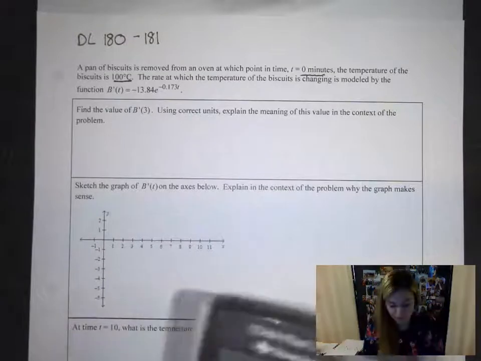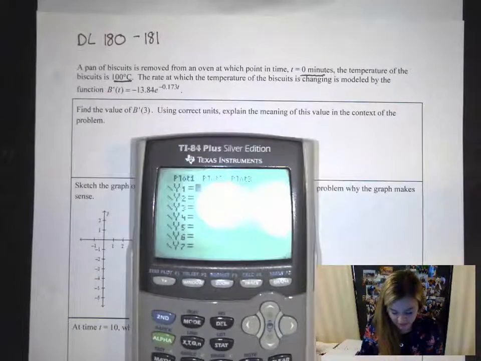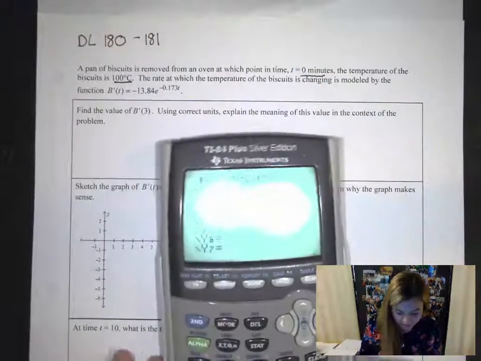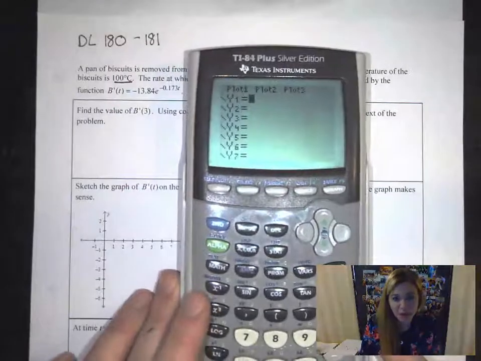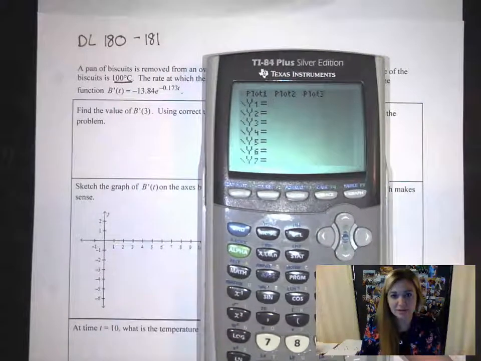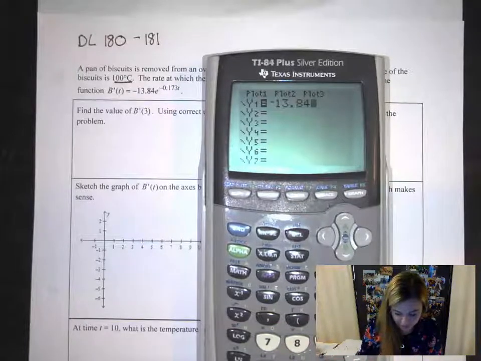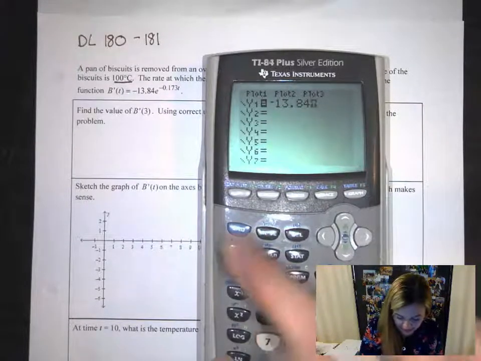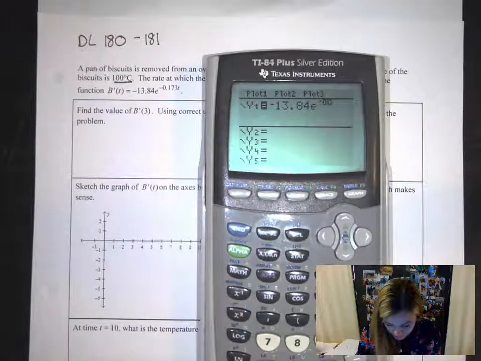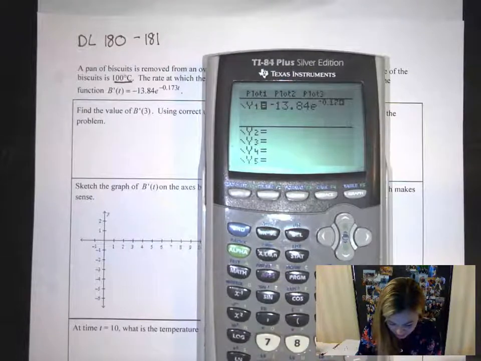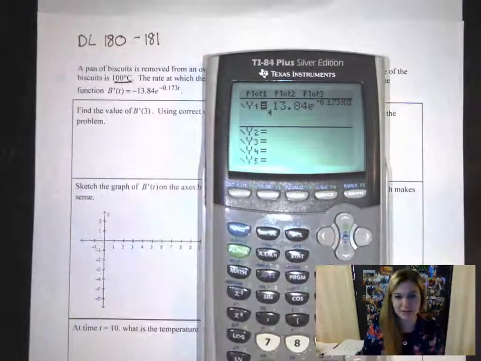So what I'm going to do is I'm actually going to just say b prime of t, because I know I need to sketch it down here anyway. Oh, that's kind of hard to see. So in a calculator, if you don't have a calculator, pause this, go get one now. But negative 13.84, and then I'm going to say e, so second e, to the negative 0.173x. Okay, so mine looks just like theirs, except it has an x.